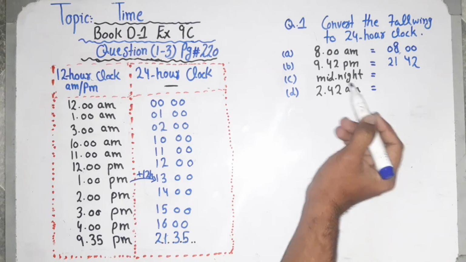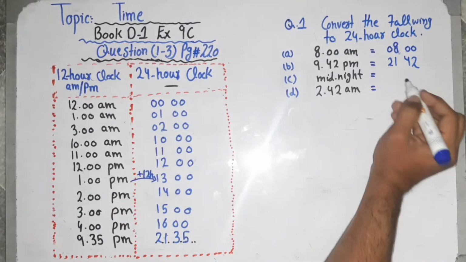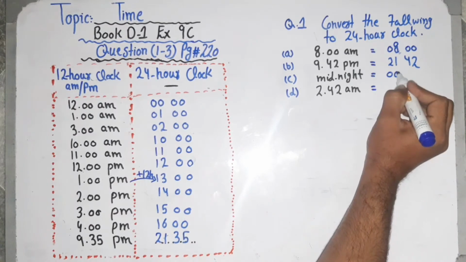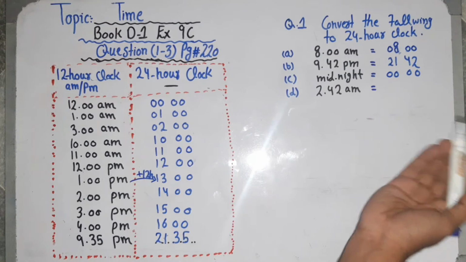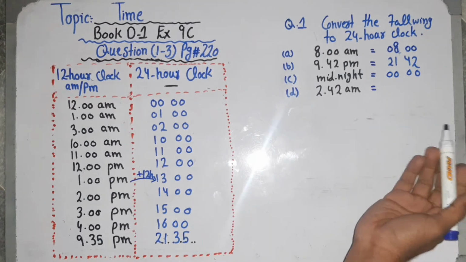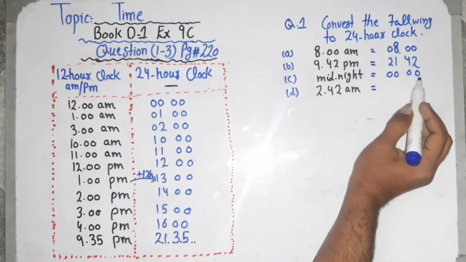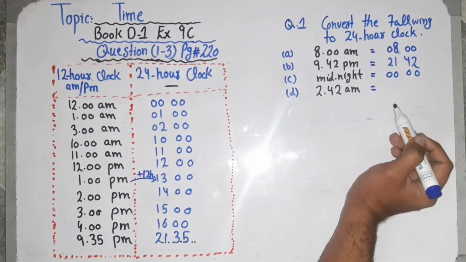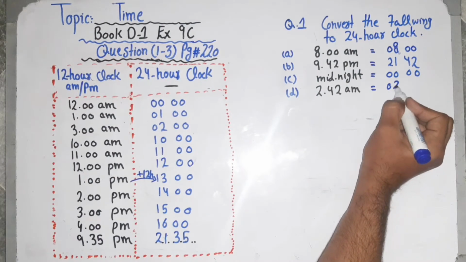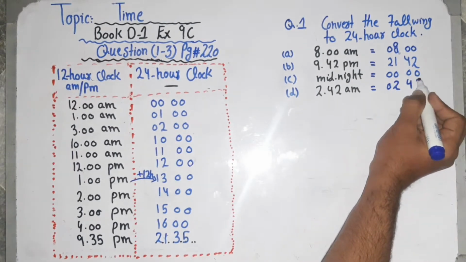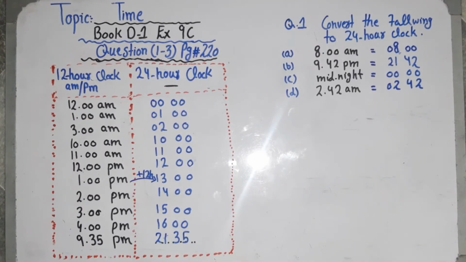At midnight, there is an exceptional case. At midnight there is a time of 12 AM on 12-hour clock, but the time on 24-hour clock is 0000. You can notice on your mobile that after 23:59 there is a time of 0000 on 24-hour clock. Again here we have AM, so the time on both clocks will be the same, 02:42. So this is question number 1. I hope you understand this question well.